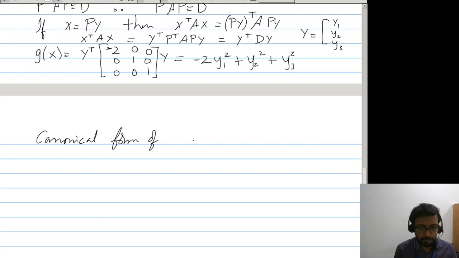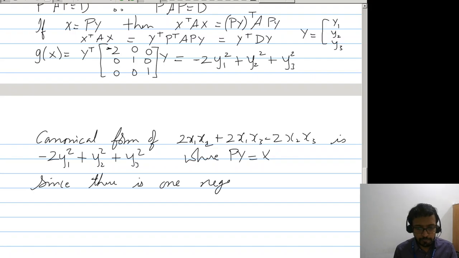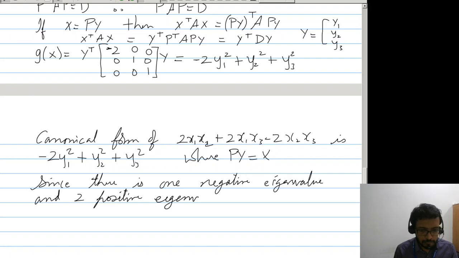So the canonical form of 2x1 x2 plus 2x1 x3 minus 2x2 x3 is minus 2y1 squared plus y2 squared plus y3 squared, where Y equal to P transpose X. Since there is one negative eigenvalue and two positive eigenvalues, the quadratic form is indefinite.